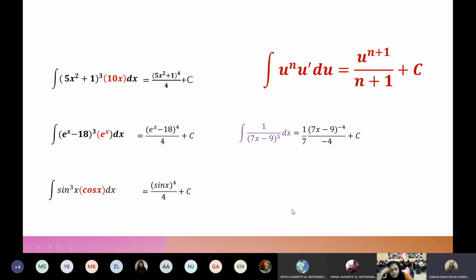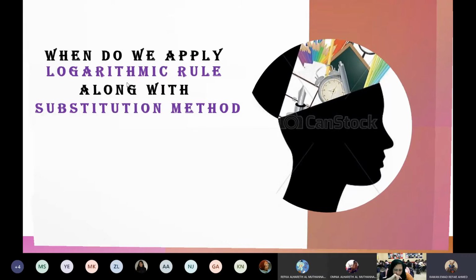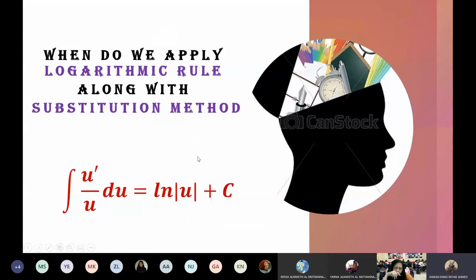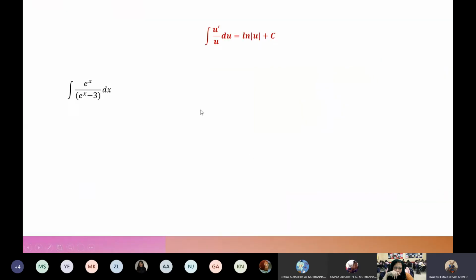Okay, so now we're going to talk about the second rule, which is the logarithmic rule, and the function should be ln of the absolute value of u plus c. So let's see some questions and solve them. Now over here, e to the power of x over e to the power of x minus 3. Before solving anything, we should first check if the power of the denominator is 1. And if it's 1, then we're going to apply the logarithmic rule.